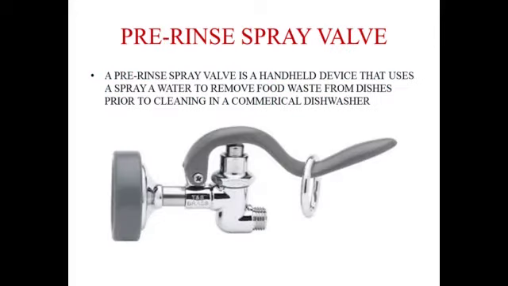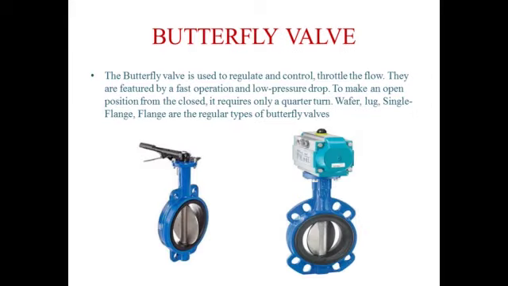Pre-rinse spray valve. A pre-rinse spray valve is a handheld device that uses a spray of water to remove food waste from dishes prior to cleaning in a commercial dishwasher. This pre-rinse spray valve is directly connected to the pipe so that with a certain pressure it will clean the dishes or utensils directly, without the help of any soap or dishwashers.